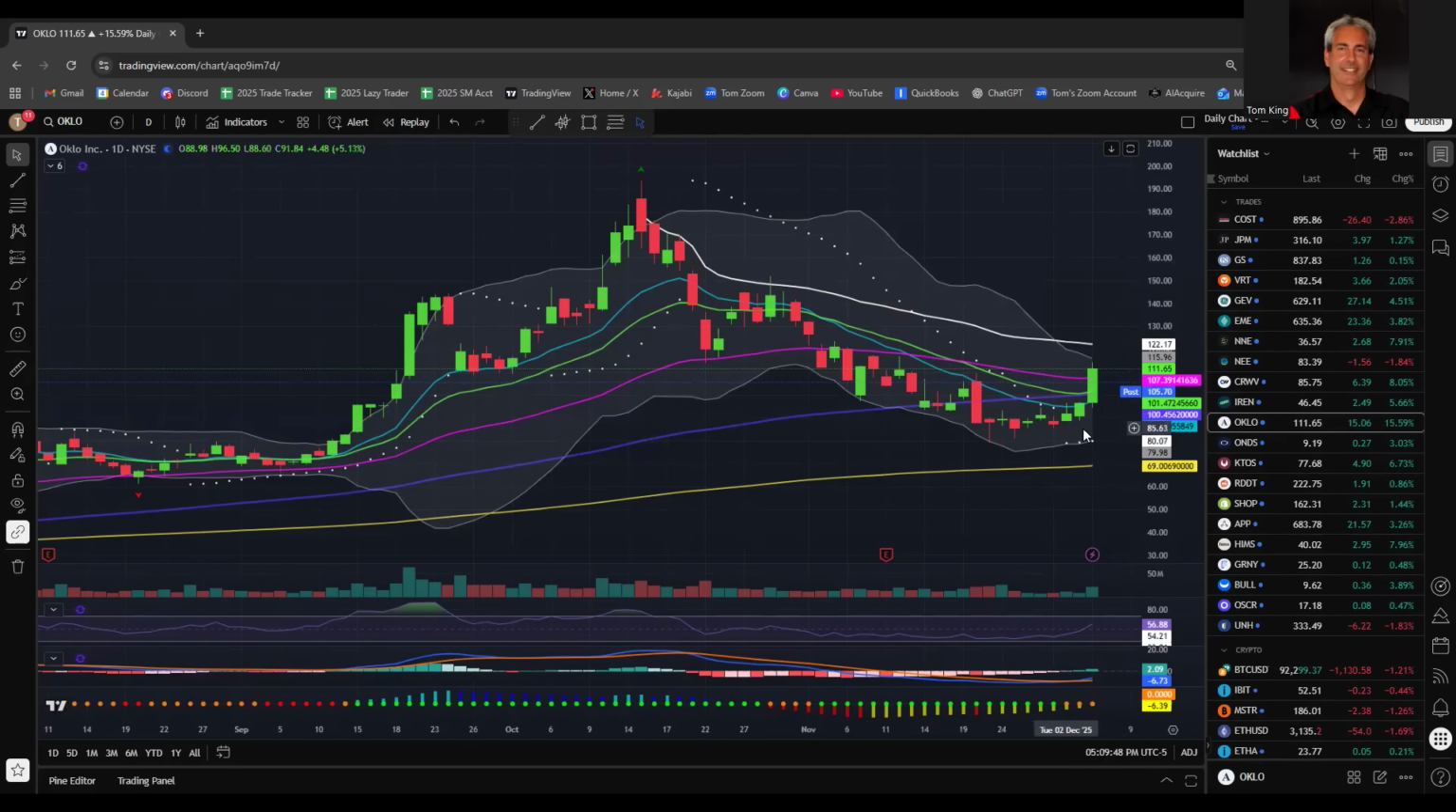The downtrend has been broken. It's basing out. It's starting to move. It's above the 21. I would like to see the 8 cross the 21. That would be the confirmation for me.